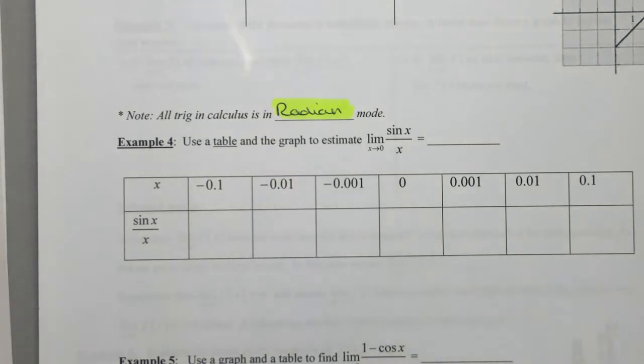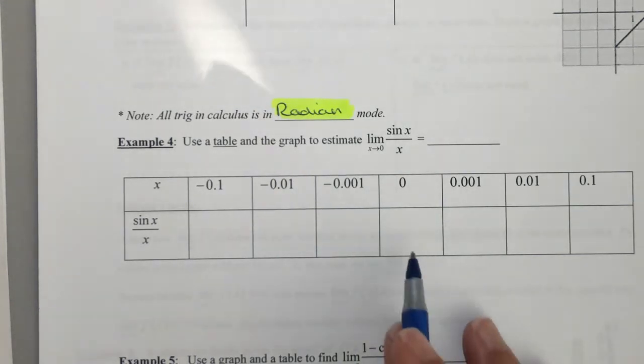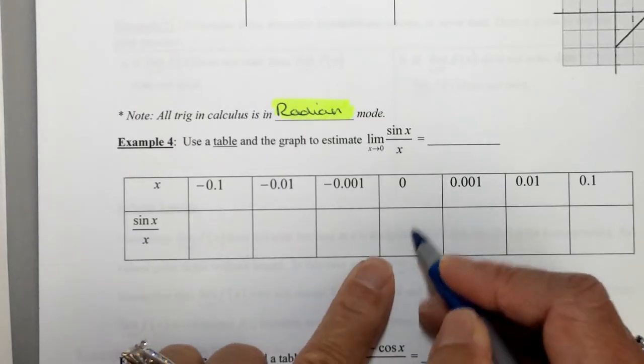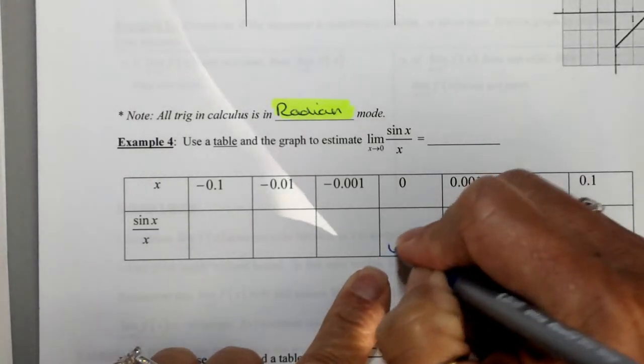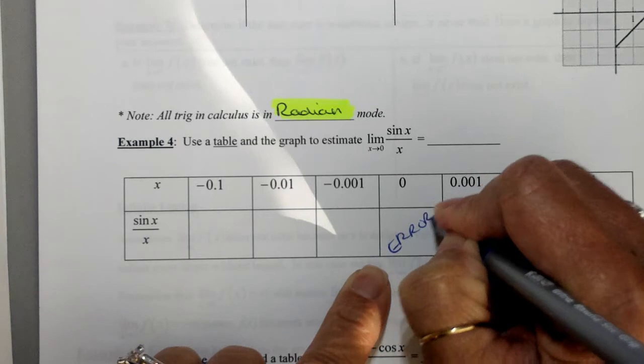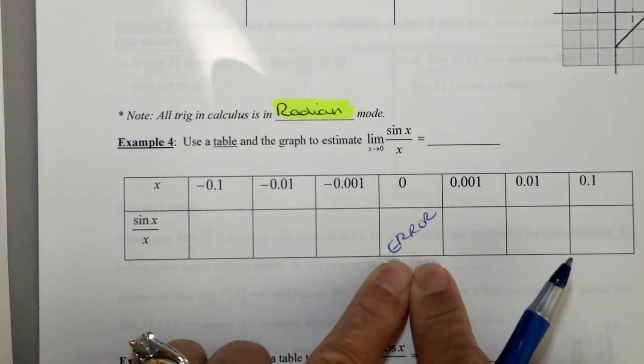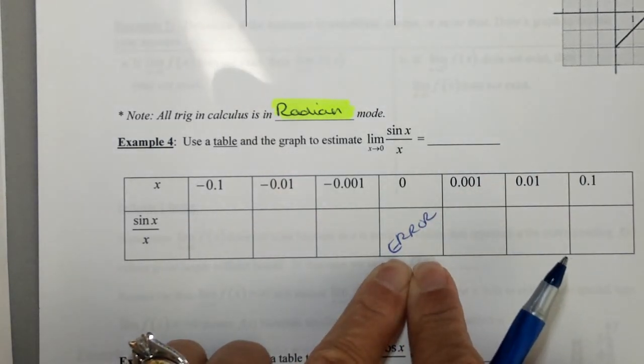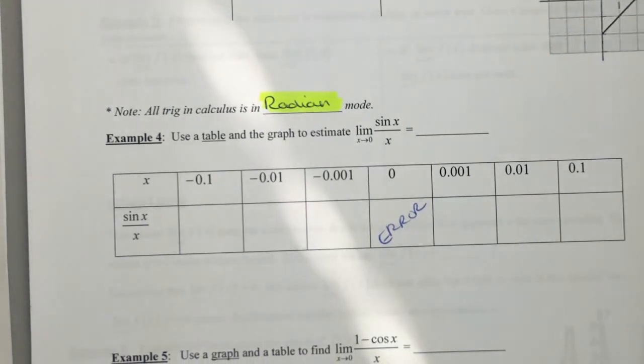So that's why we need to take a look at what the behavior is, which is what a limit is, from the left and from the right, which is why we have this table. So now we just know here, this will give us an error message, or it doesn't exist. It's undefined, right? Indeterminate. So what we're going to do is use this table.